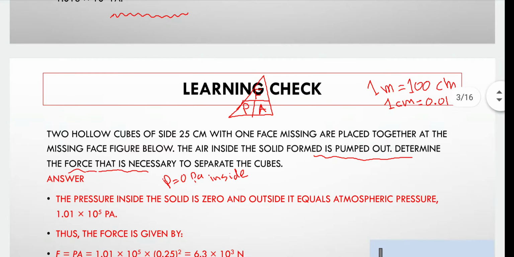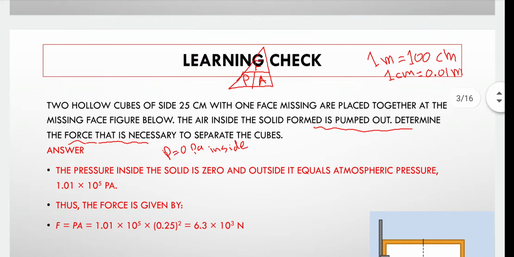For any conversion you need to make from one unit to another, you can see here that 1 meter equals 100 centimeters, and 1 centimeter equals 0.01 meter. You also have to know that pressure equals force over A. So from the triangle here, if I want to get the force, we have to multiply pressure by the area. He gives me the area and the pressure, because it's atmospheric pressure, so it's 1.013 multiplied by 10 to the power of 5, and the area here is 0.25. Because it's in centimeters, I have to change it to meters, so it's 0.25 to the power of 2, and then you can get the force.